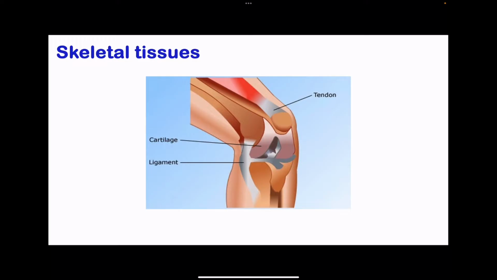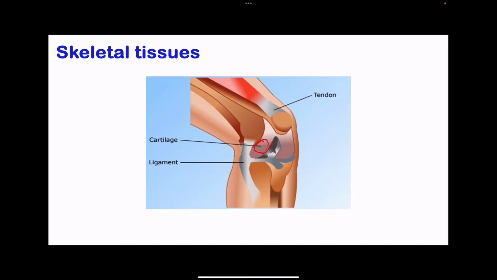We can see the cartilage here. These are hard but flexible tissues. They are made up of chondrocytes with varying amounts of collagen fibrils. Cartilage is elastic and it can return to its original size when stretched. And it's a very good shock absorber, we can see here within the joints.